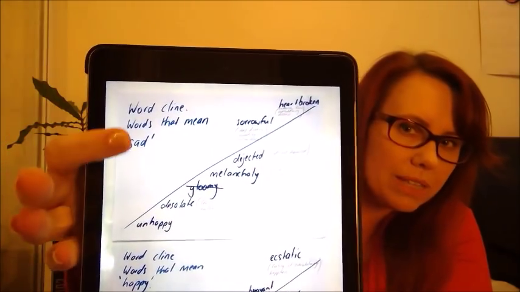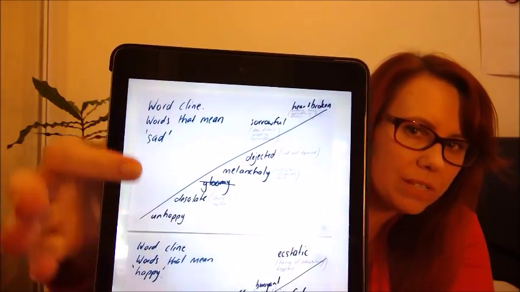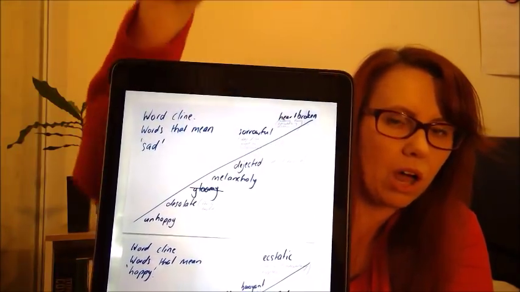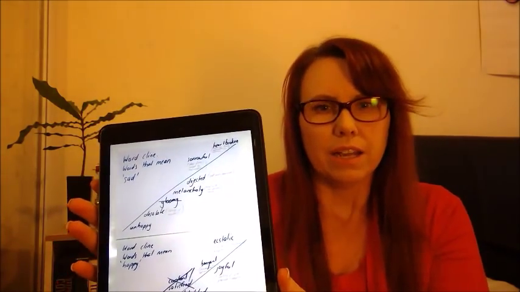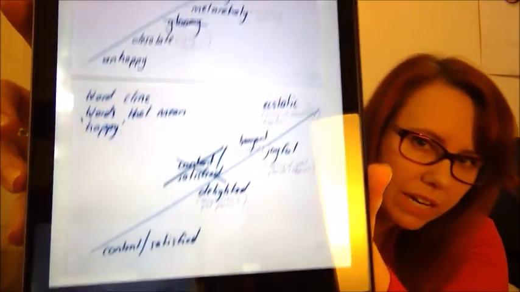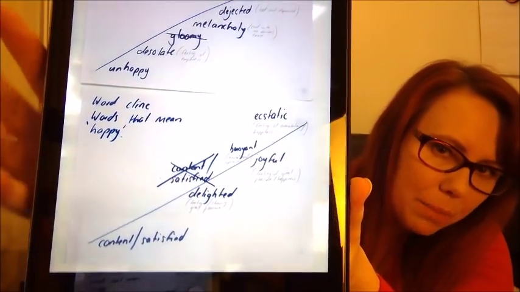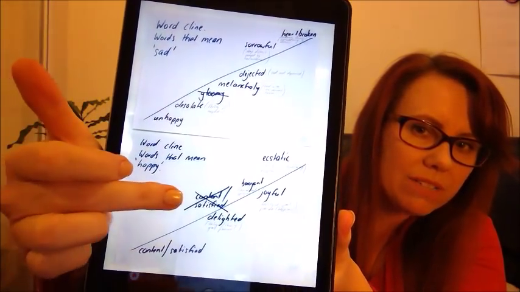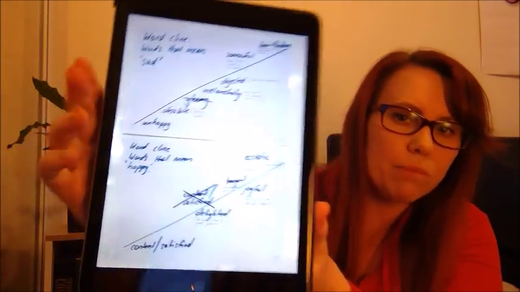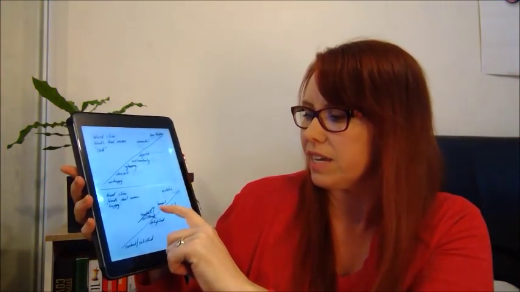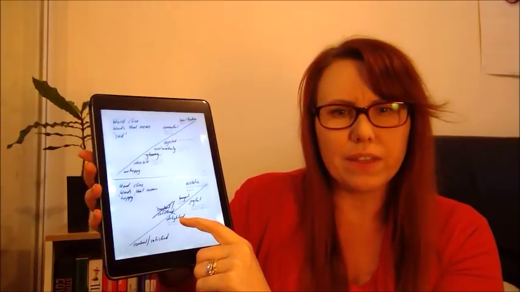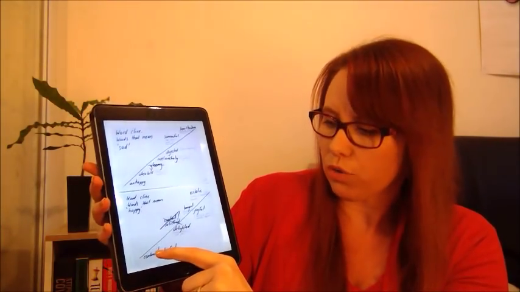You can see at the top here, this is sad. We've got these words here that go up the cline, and we're looking at the modality of the word. Then at the bottom, we've got happy here, and you can see where the kids have suggested something and then crossed it out and moved it down. So for happy, they had content/satisfied, and then they realized that should probably sit lower on the cline than these other words here like delighted, joyful, ecstatic.